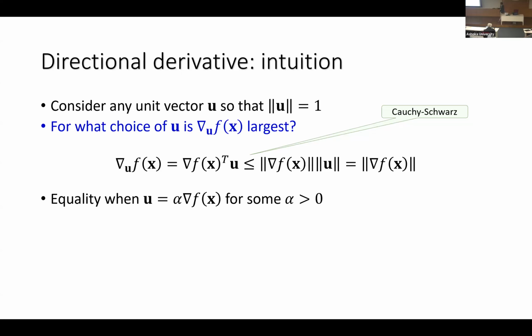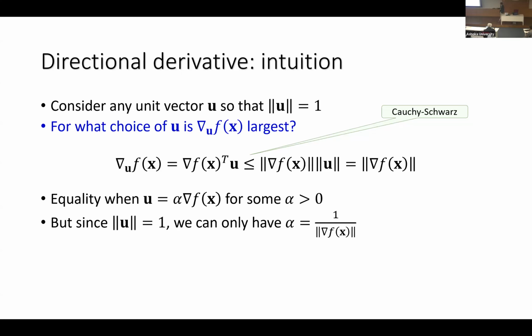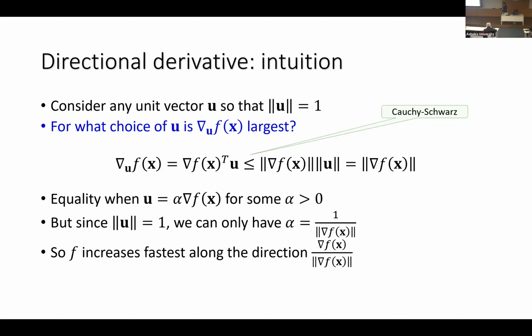Right. So this is the equality in this case. But since the norm of u equals 1, we can only have alpha equal to 1 over the norm of the gradient, because u is equal to alpha times the gradient. Alpha is a scalar. So, therefore, f increases fastest along the direction gradient f of x divided by the norm of gradient f of x. Actually, the norm is just a number, so the direction is still decided by gradient f of x.